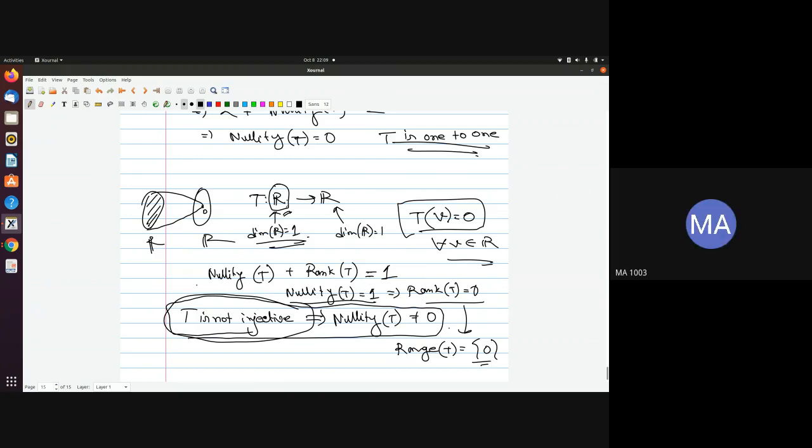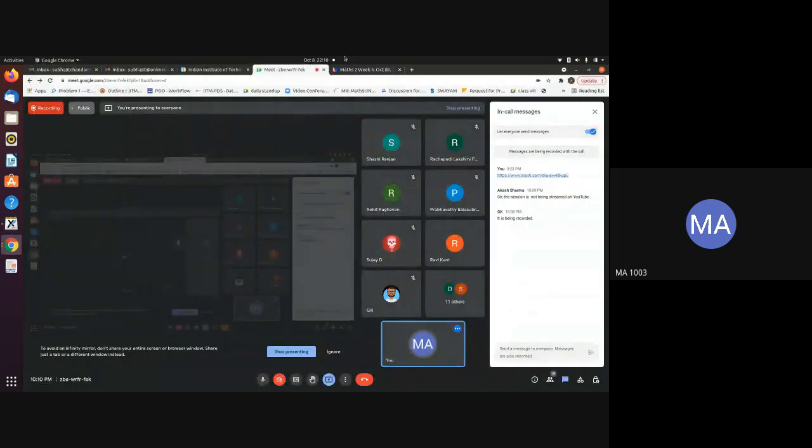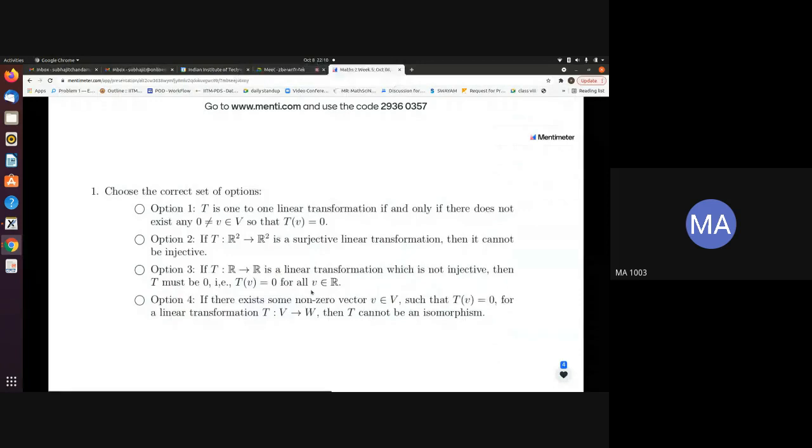This is clear, no? 0 plus 1 equals 1, so rank must be 0. What does rank 0 mean? The range space will be 0, because the dimension of the 0 space is 0. Range is 0 means every element is going to 0, right? Image is 0. That was the statement, so this is a true statement. Clear? Okay. You just go back and think of this. Yeah, I got it, sir.